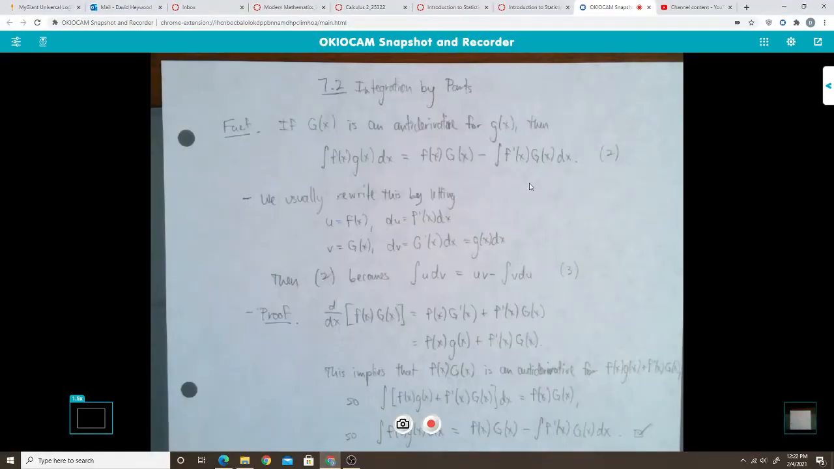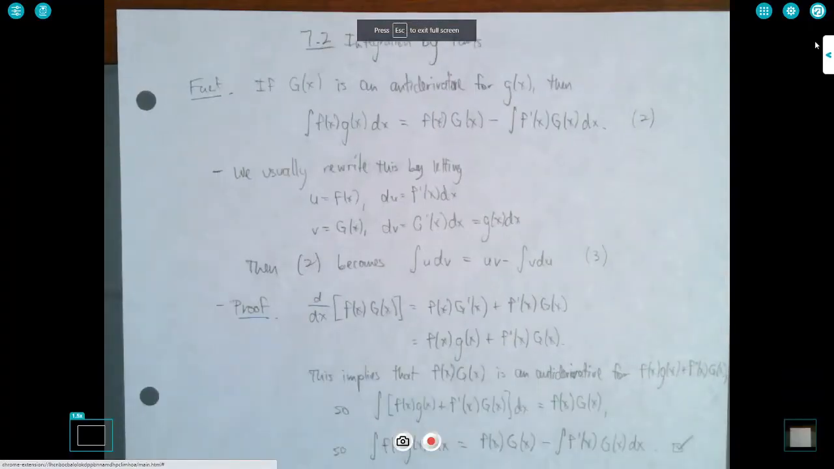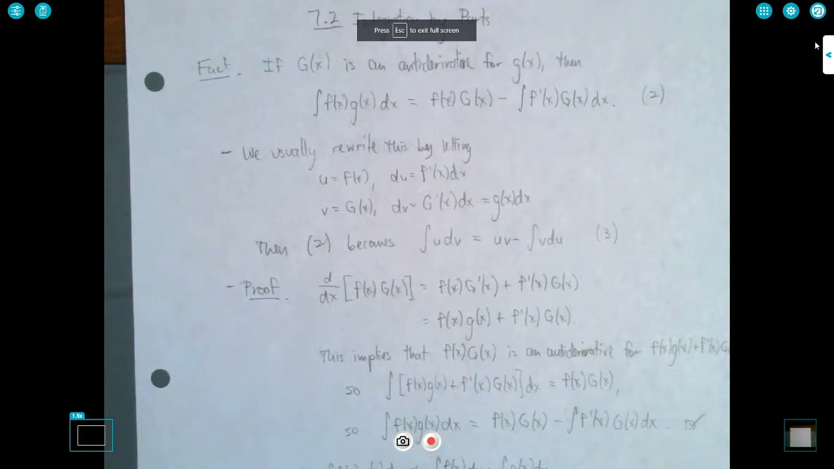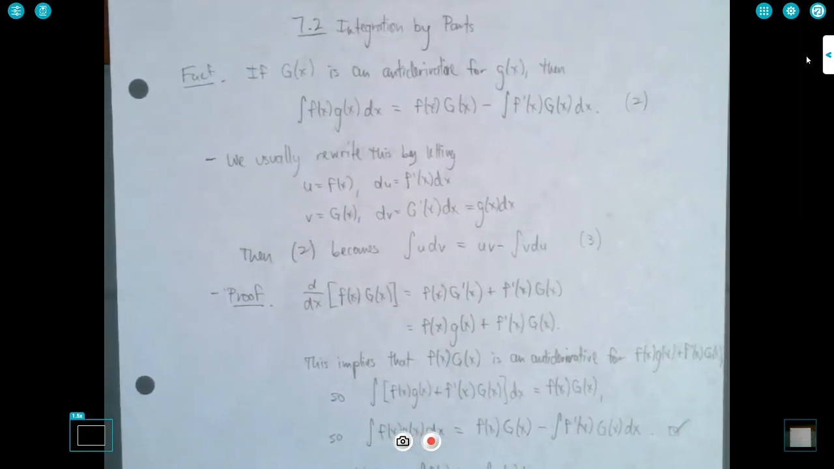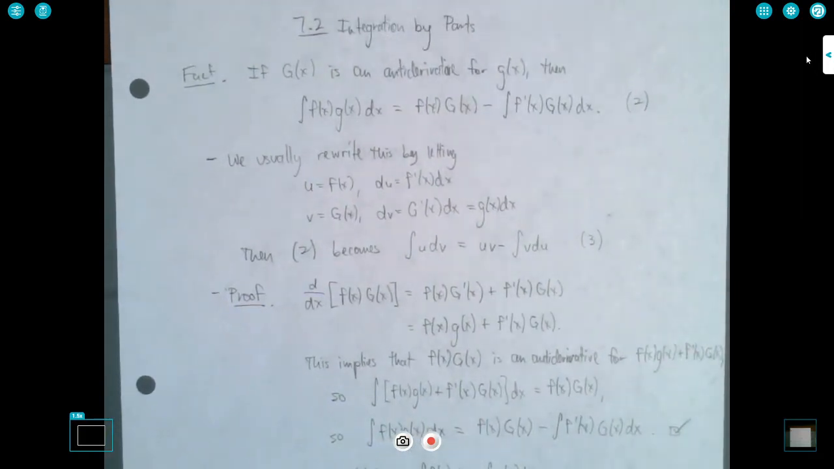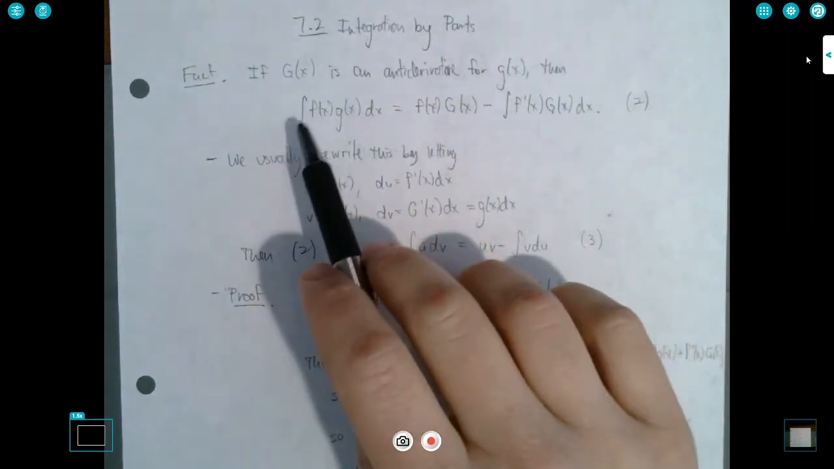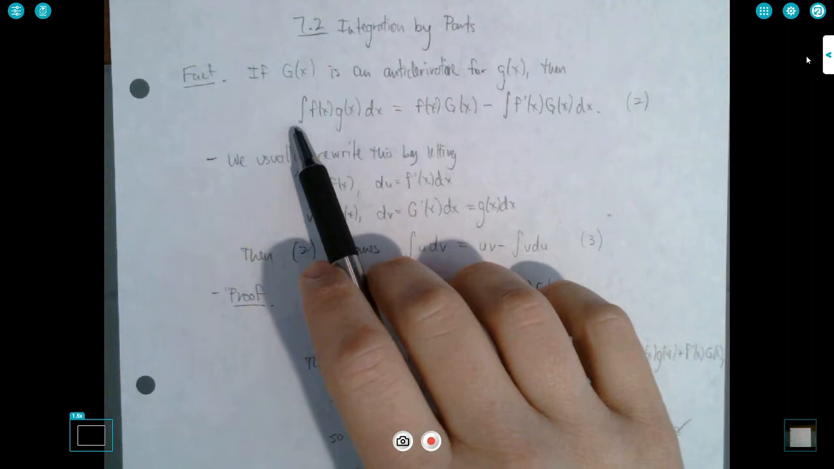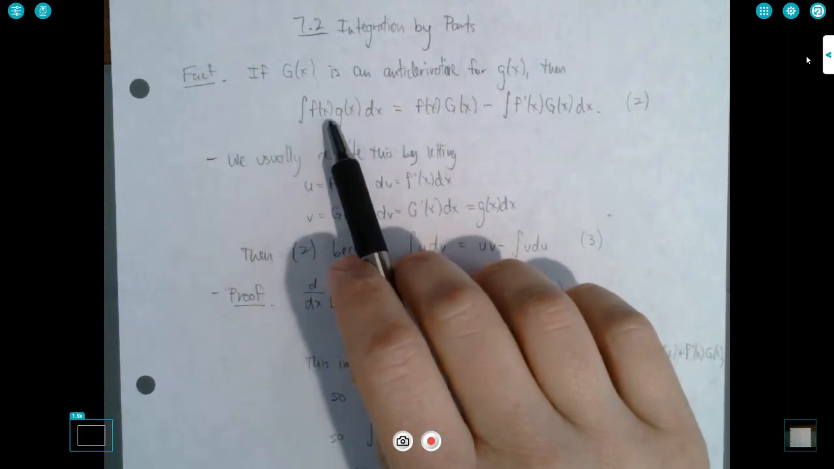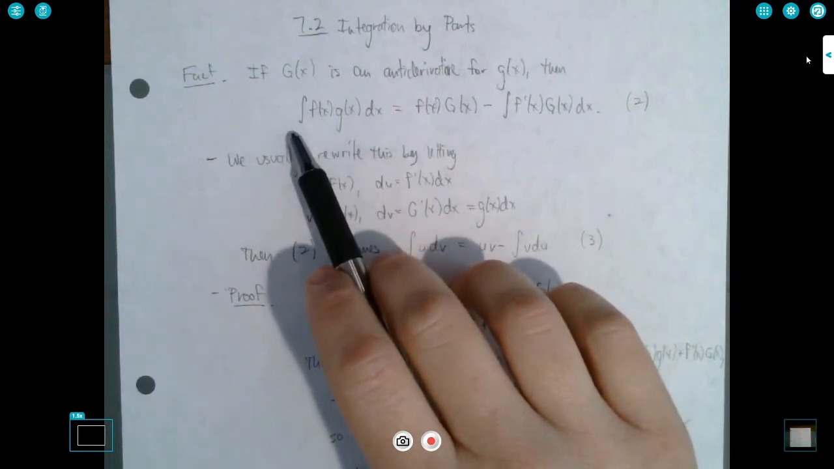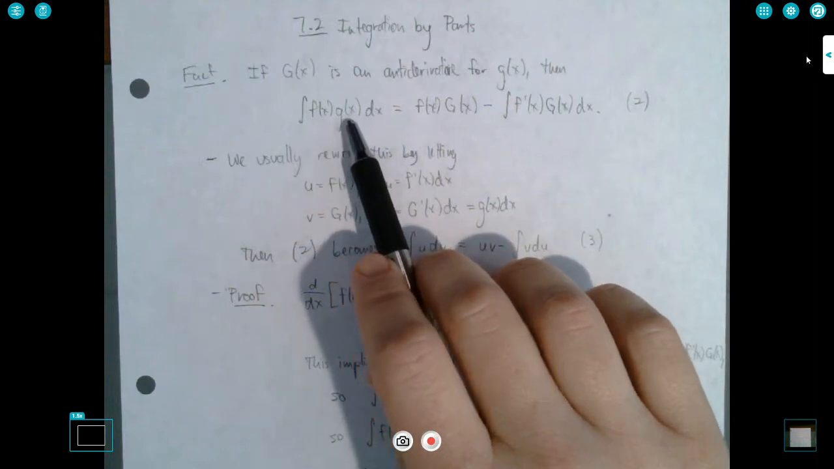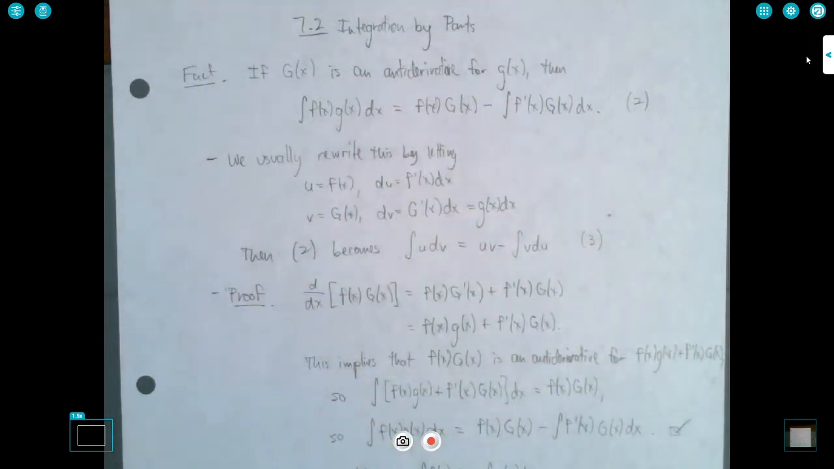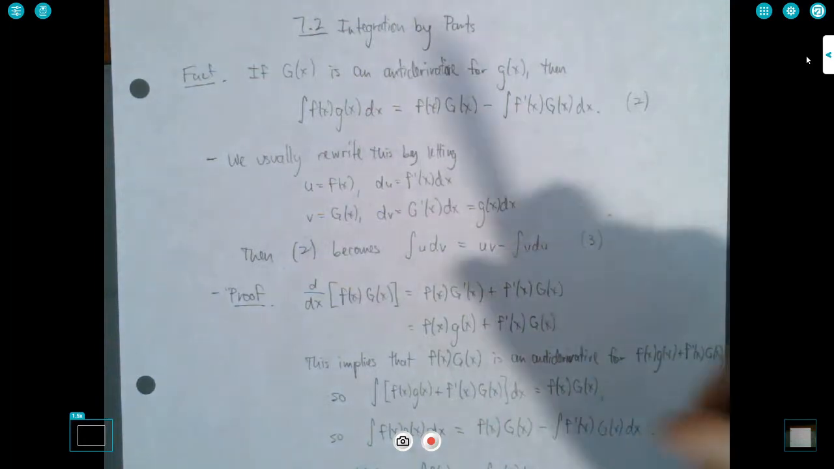All right, 7.2. So in 7.2, we're going to talk about a technique called integration by parts. This is a really cool technique, and it tells us what to do in scenarios where you're dealing with the product of two functions. So you're trying to integrate something like f of x times g of x. A couple of you have gotten in trouble over this, right?